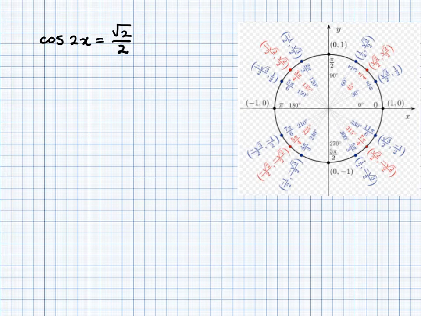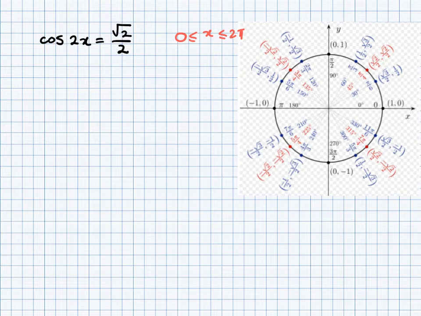Today I'm gonna solve some cosine equations using algebra. So what we're gonna do here, we are looking for an angle, I'm just gonna write down, for x that is between 0 and 2 pi. So when cosine of that angle is equal to square root of 2 over 2. So this is our angle.